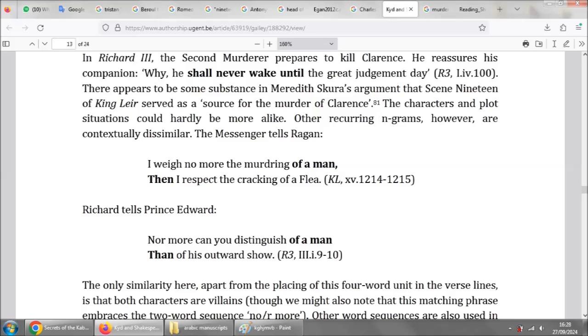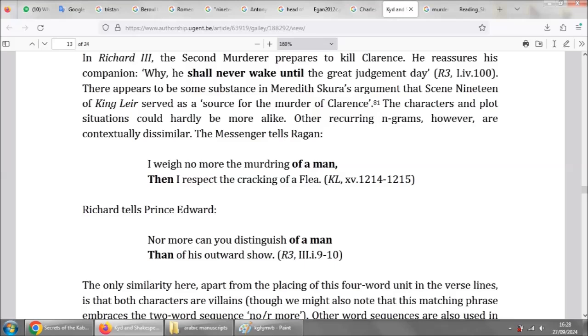There appears to be some substance in Meredith Skura's argument that scene 19 of King Lear served as a source for the murder of Clarence. The characters and plot situations could hardly be more alike. Other reoccurring engrams, however, are contextually dissimilar. The messenger tells Regan... Anyway, the main thing is, yes, that people have noticed there are similar patterns and similar things between Shakespeare's books within themselves and other books.